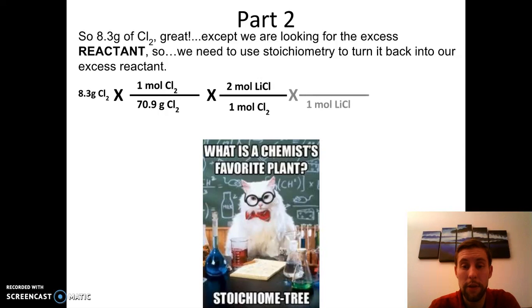The amount of grams of lithium chloride we do by canceling the moles of lithium chloride, going to grams using its molar mass, which you should have from the earlier problem, and solving the math. So we're back to having 9.92 grams of excess lithium chloride that didn't react, which means we wasted it. It's sitting there, but nothing ever happened with it, which is kind of useless. But that's how you find excess reactant.